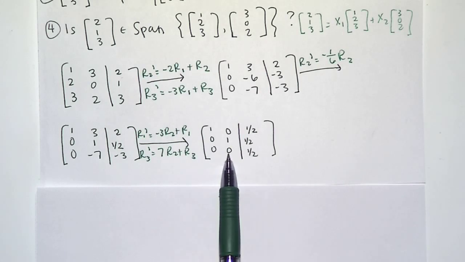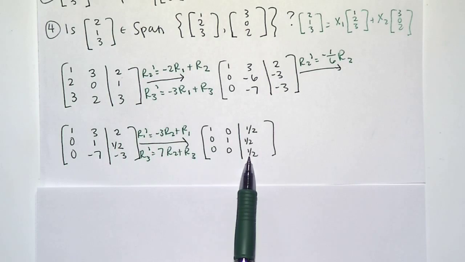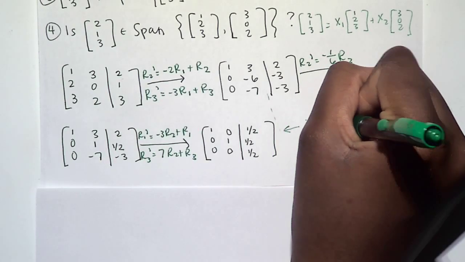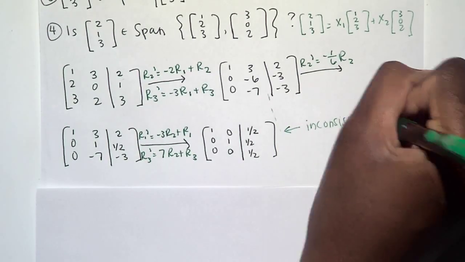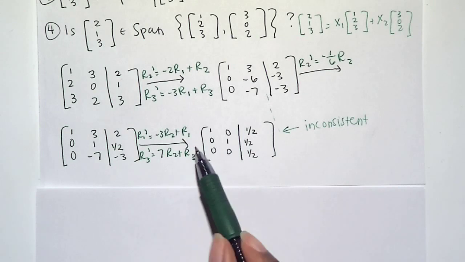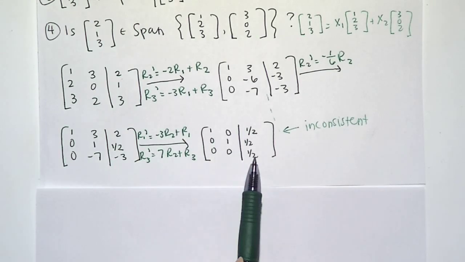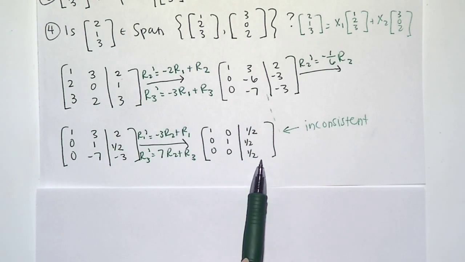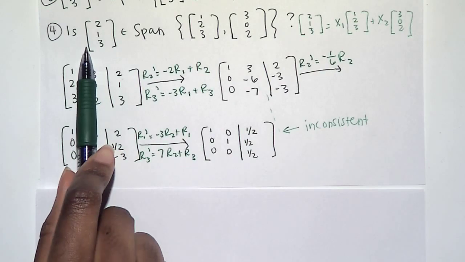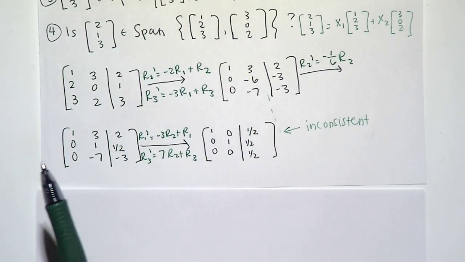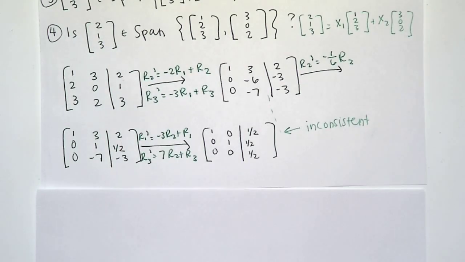0 times something plus 0 times something will never equal 1/2, right? So this is actually inconsistent. It doesn't matter if we were able to solve for x1 and x2 here, because we have this row of zeros equaling another number. This system is inconsistent, and therefore we cannot write this vector (2, 1, 3) as a linear combination of these two. So the answer would be no, this is not in the span.